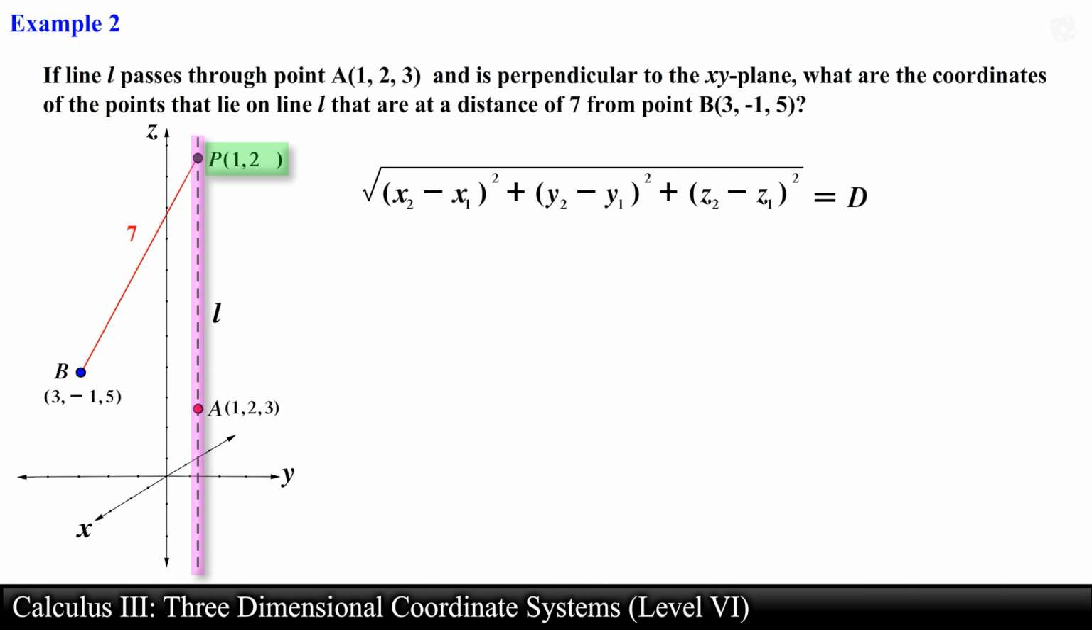In addition, since this line is perpendicular to the xy plane, the z coordinates of every single point that lies on this line will be distinct, since the points are free to move along this line in both the positive z direction and negative z direction.